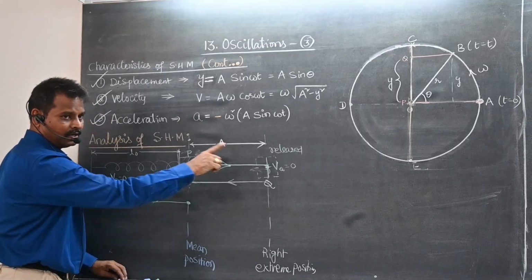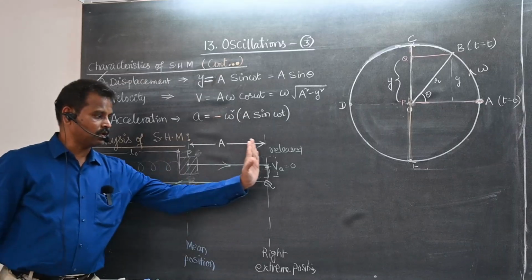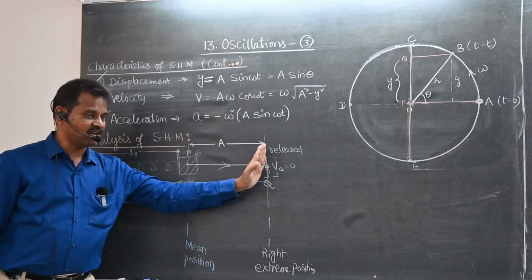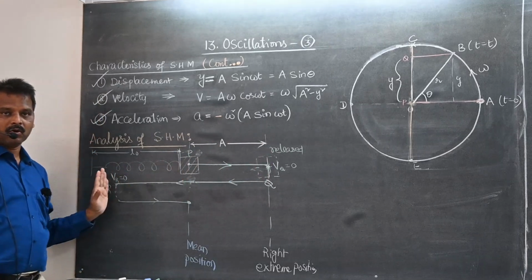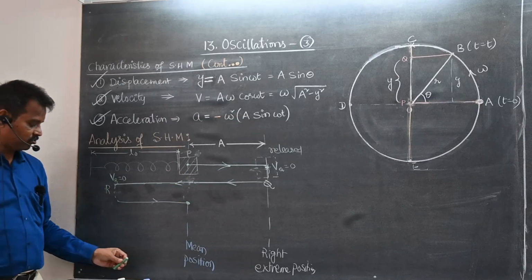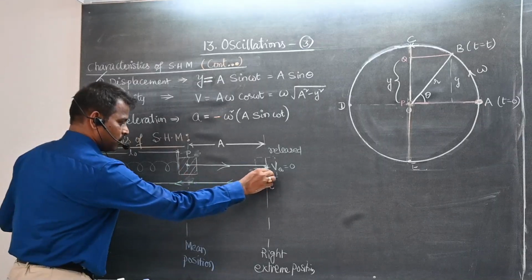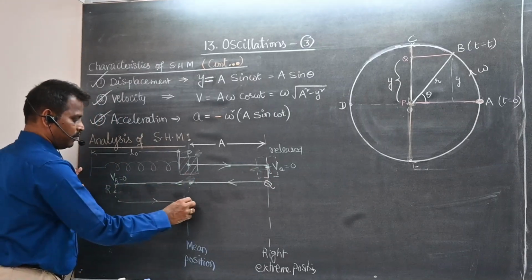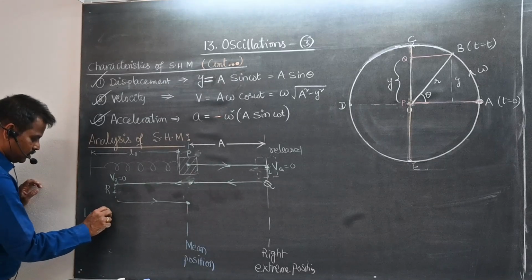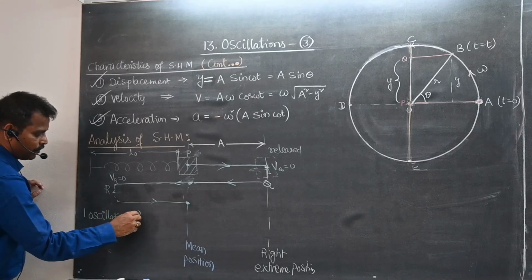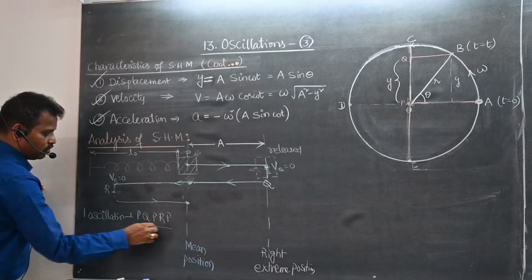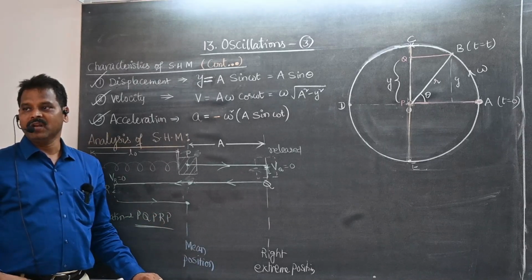So is this one complete oscillation? Don't say this is one oscillation. No, this is only half oscillation. This is a quarter, another quarter, another quarter. Together, full. One complete oscillation. From where to where? P, Q, P, R, P. What is one oscillation? Starting from P, moving to Q, coming back to P, going to R, and coming back to P. This is one complete oscillation.